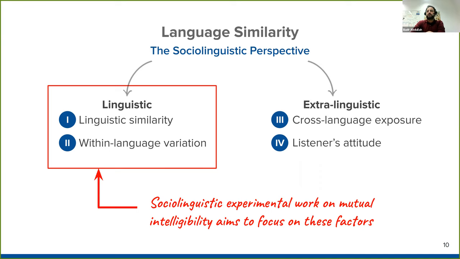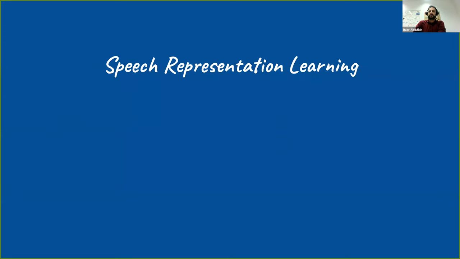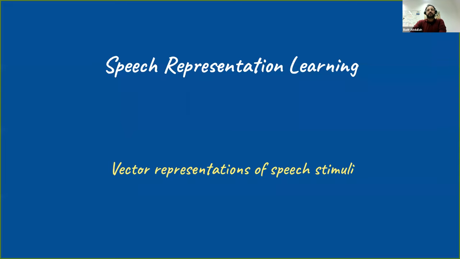And this is why computational work could also help in this, to simulate listeners that are only exposed to a single language. On the other hand, this talk is about speech representation learning. And by this, I mean that with deep learning and neural networks, now we can get vector representations of speech stimuli. And this is really cool.